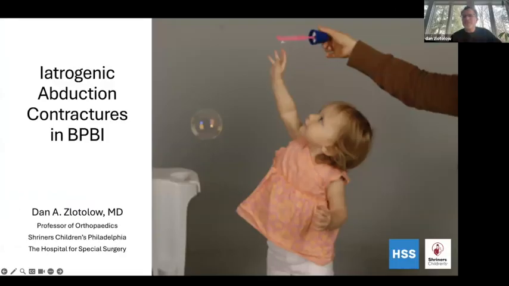So, agreed. Very, I would say, not discussed. I think that this is one of those things that people don't really talk about, but it has tremendous implications for function. I also want to say that the majority of these, to be clinically relevant, are iatrogenic. And so I titled my talk Iatrogenic Abduction Contractures, because those are, I think, the ones that are more problematic.